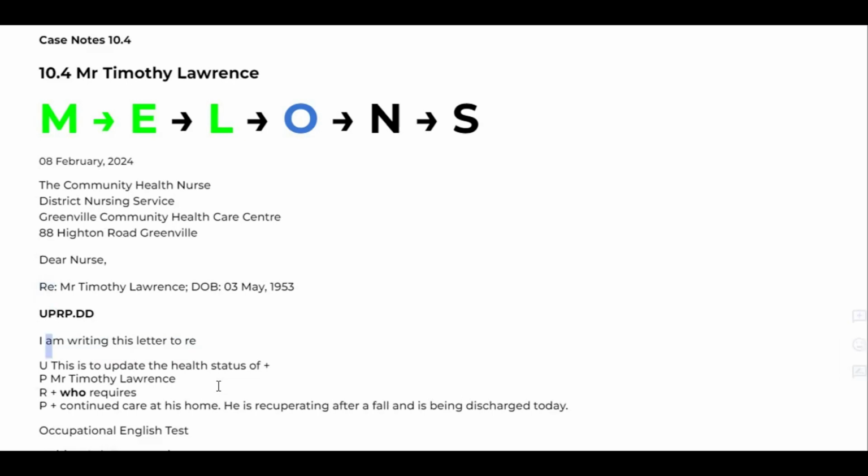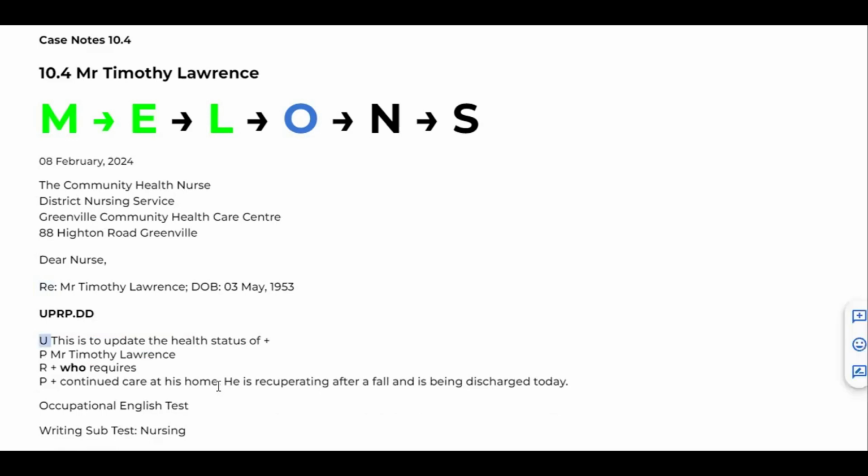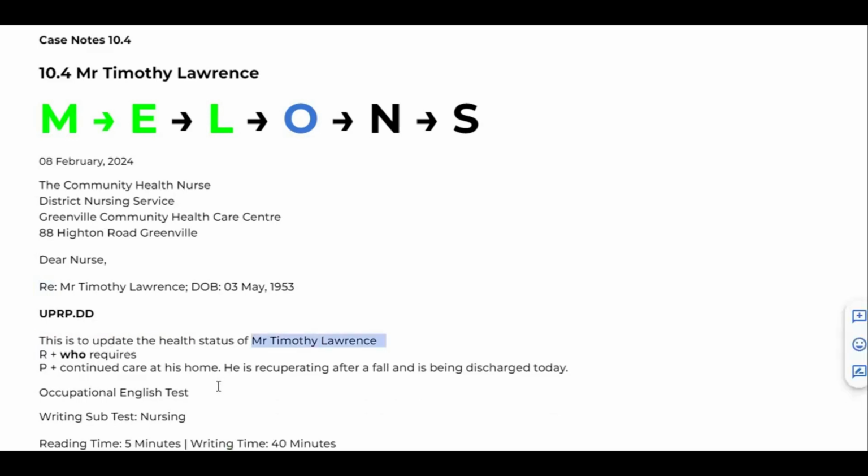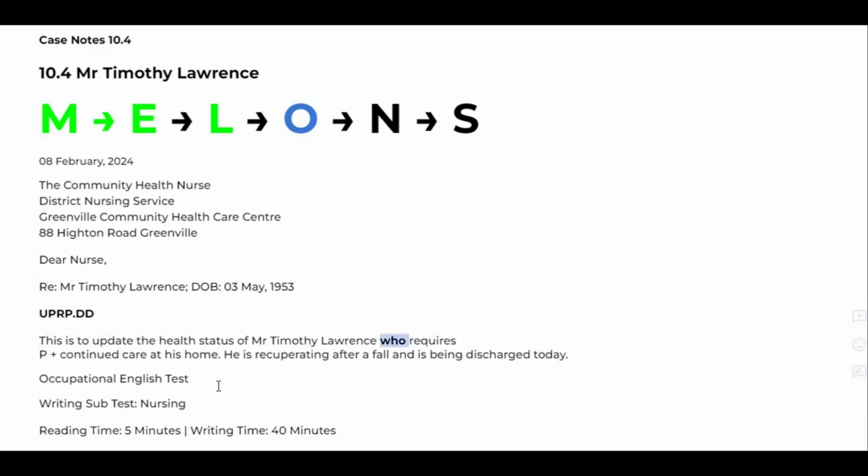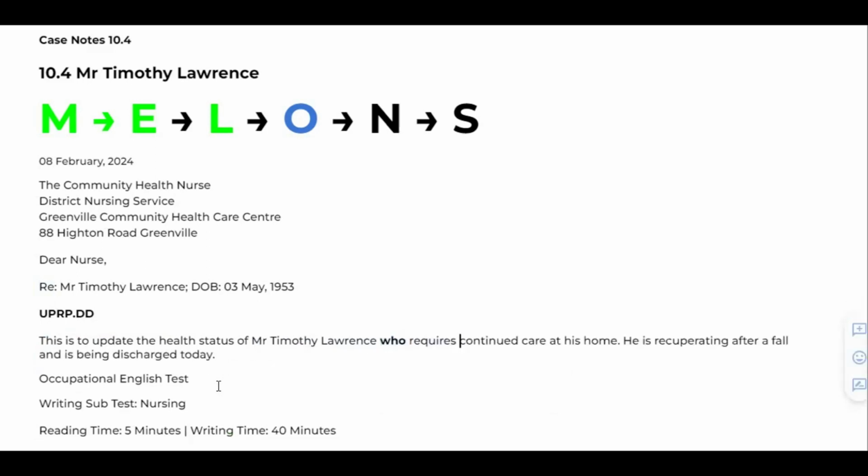OET does not like repetition. I have told this to everybody several times. So we don't need "I am writing this letter to refer". What is our style? This is to update the health status of Mr. Timothy Lawrence, who requires continued care and assistance at home. He's recuperating after a fall and is being discharged today. That is done, the opening part of this paragraph is done.